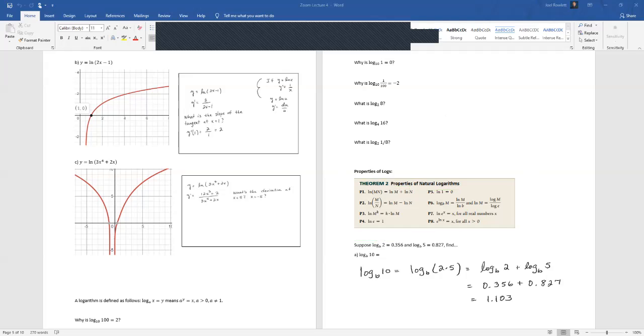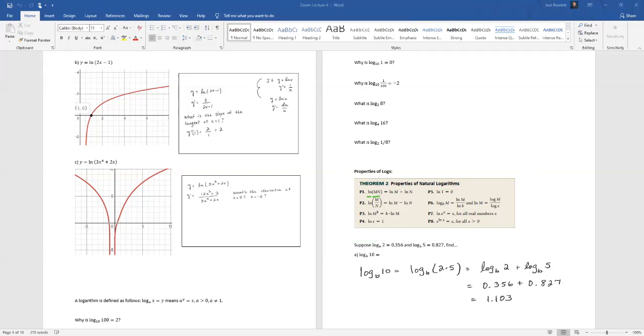For example, if you're taking the log of a product, you can rewrite that as the sum of the two logs. For example, if you have the natural log of, say, 2 times 3, which is 6, you could write that as the natural log of 2 plus the natural log of 3. In other words, you can write the log of a product as a sum of those individual logs.